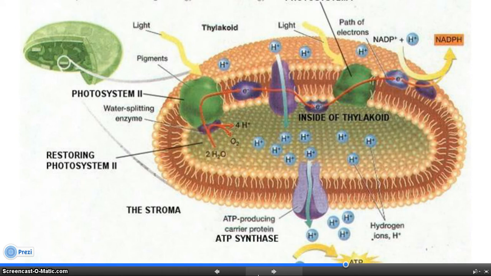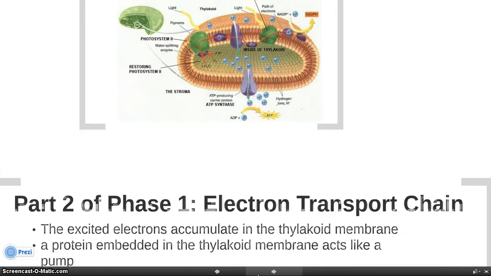The O gets released as oxygen. So, we have used 2 reactants and 1 product thus far. Light energy has been used, water has been broken down, and oxygen has been produced.